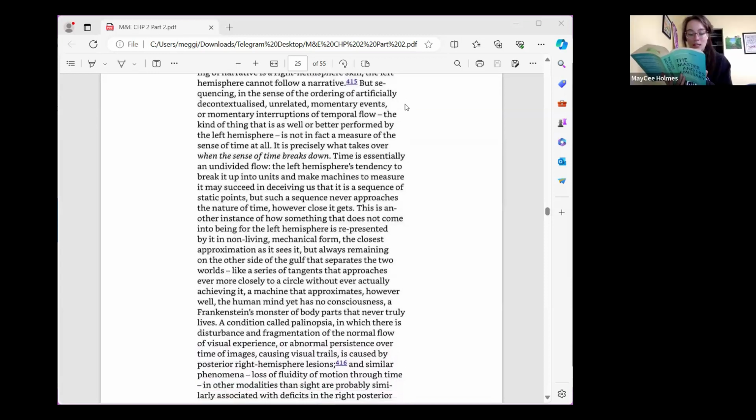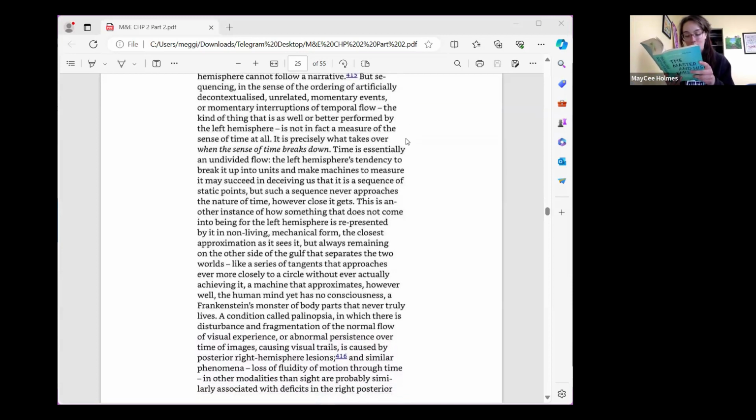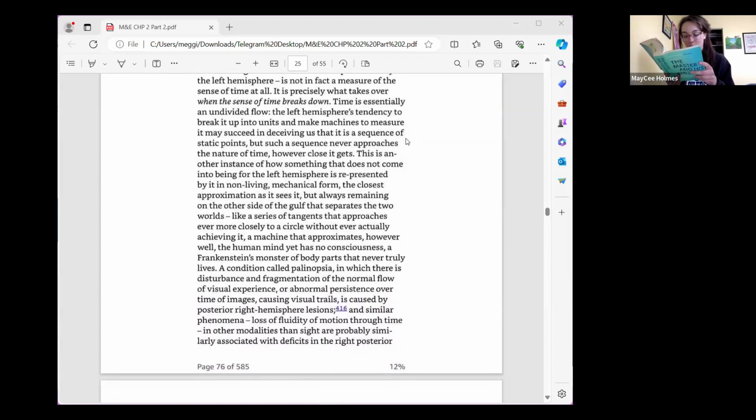But sequencing in the sense of the ordering of artificially decontextualized, unrelated momentary events or momentary interruptions of temporal flow, the kind of thing that is as well or better performed by the left hemisphere, is not in fact a measure of the sense of time at all. It is precisely what takes over when the sense of time breaks down. Time is essentially an undivided flow. The left hemisphere's tendency to break it up into units and make machines to measure it may succeed in deceiving us that it is a sequence of static points. But such a sequence never approaches the nature of time, however close it gets.